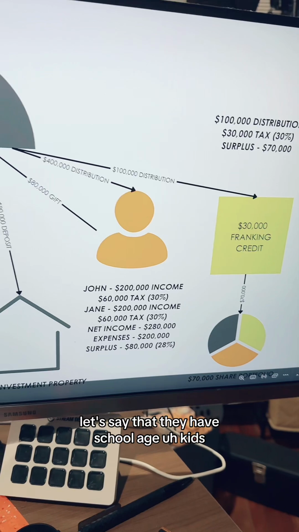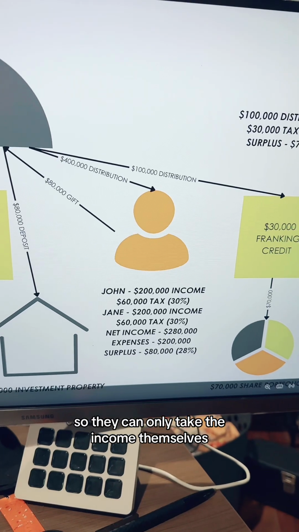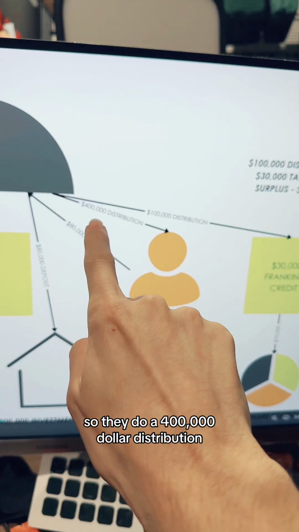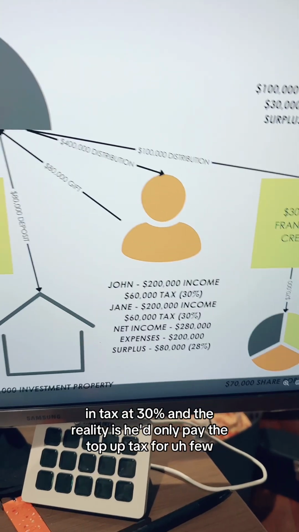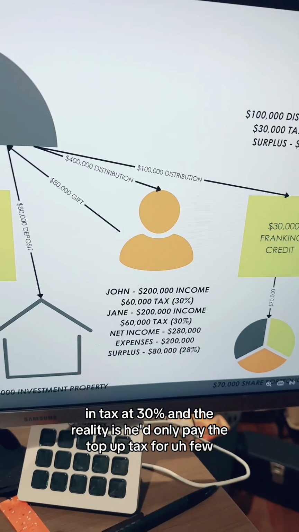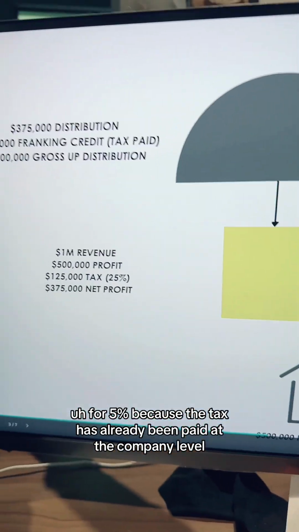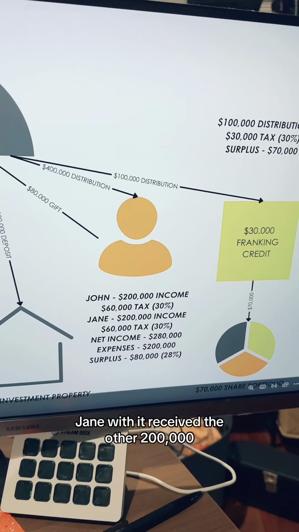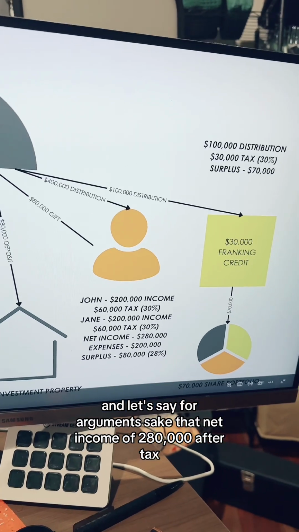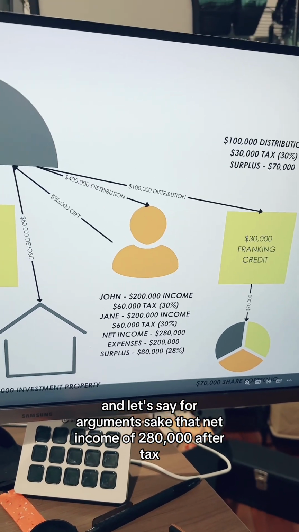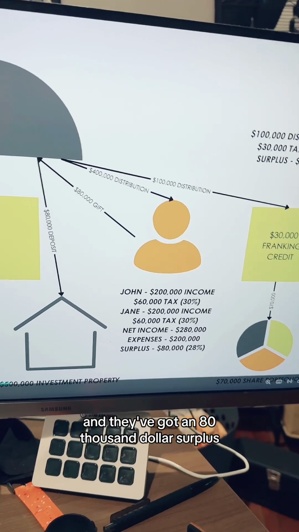Okay, so then we get down to John and Jane. Let's say that they have school-age kids, so therefore they can't distribute to those individuals, so they can only take the income themselves. So they do a $400,000 distribution. John gets 200 grand. He's going to pay 60 grand in tax at 30%. The reality is he'd only pay the top-up tax of 5% because the tax has already been paid at the company level. Jane would receive the other 200,000. She's going to pay the top-up tax as well. And let's say, for argument's sake, they have net income of 280,000 after tax. They've got household expenses of 200 grand, and they've got an $80,000 surplus.